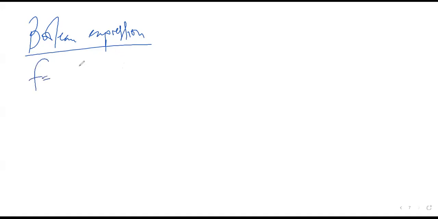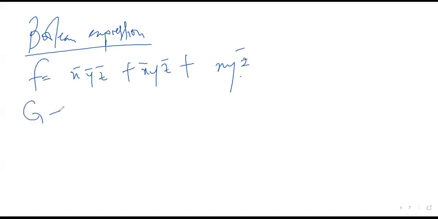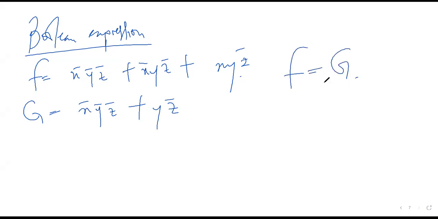We have F equal to X bar Y bar Z bar plus X bar Y Z bar plus X Y Z bar. And I have a function G, which is X bar Y bar Z bar plus Y Z bar. These two functions are the same.